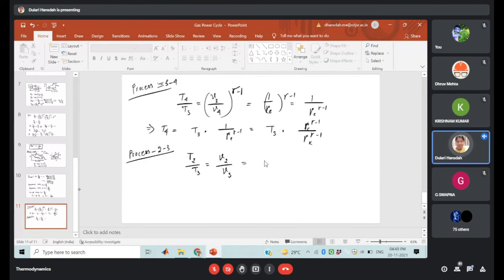So that will be V2 upon V3, which is nothing but 1 upon RC. So 2 to 3 is a constant pressure process. So in case of the constant pressure process, we will get this relation: T2 upon T3 is equal to V2 upon V3, which is equal to 1 upon RC, the cutoff ratio. Then the T2 temperature also I can represent in terms of the T3 temperature: T3 multiplied by 1 upon RC, the cutoff ratio.